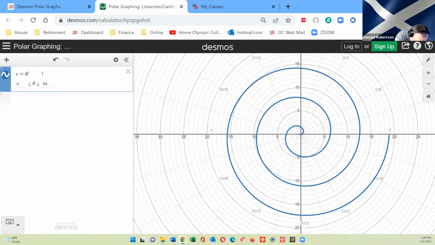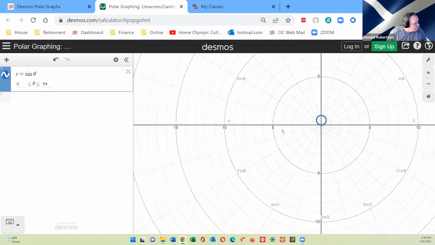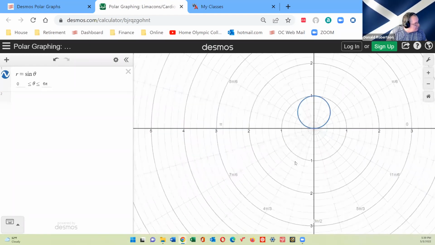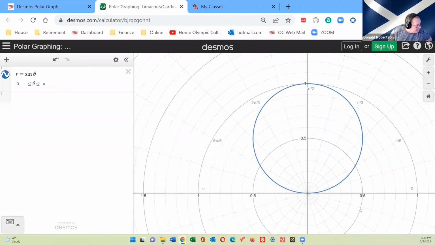How about sine theta? Okay, I'll zoom in. Oh, were you expecting that little circle? In fact, if I wanted to do that, I'm only going to do it from 0 to pi. Oh, do you see the circle is still there? Now, why do you only need 0 to pi? And let's focus in even more.